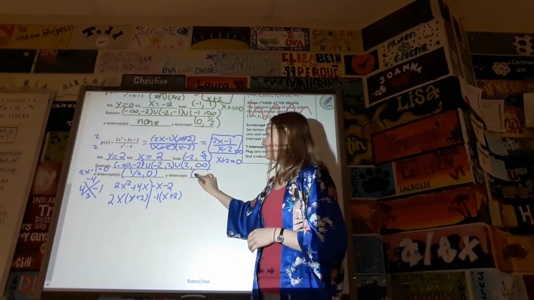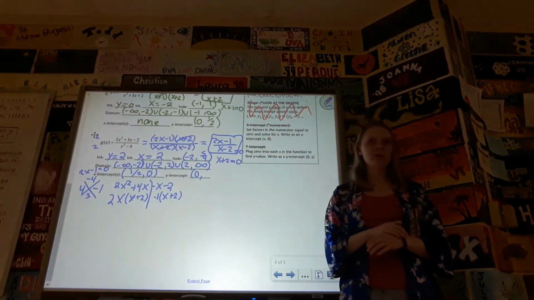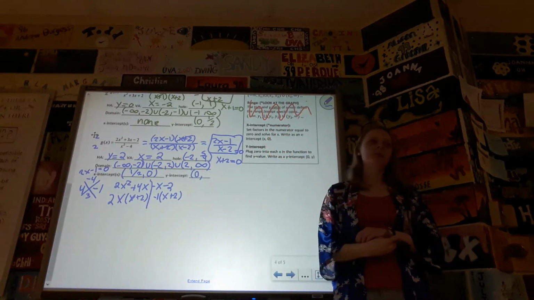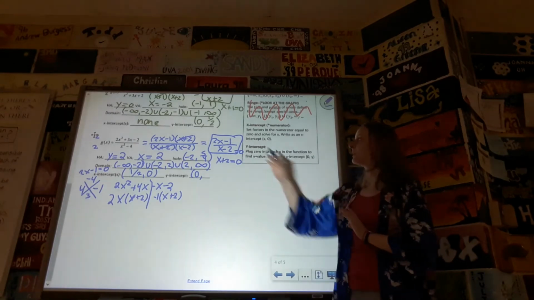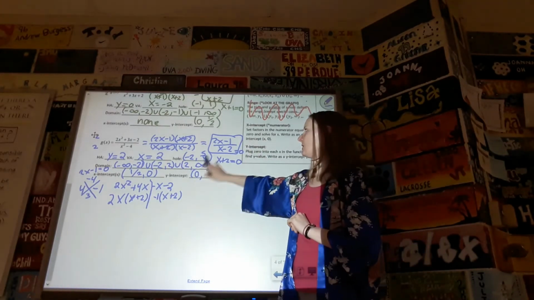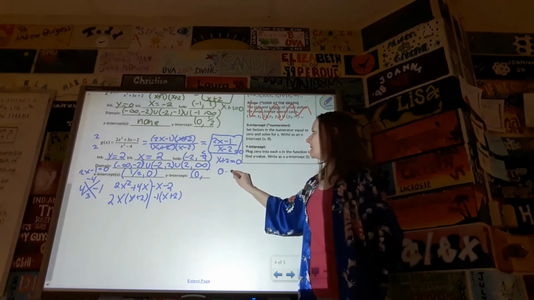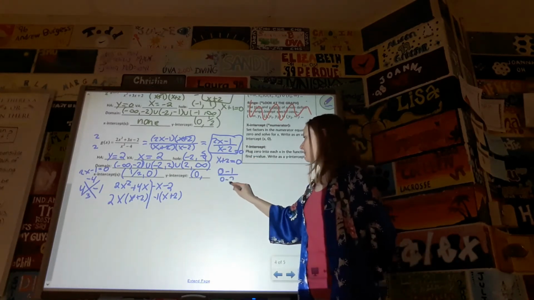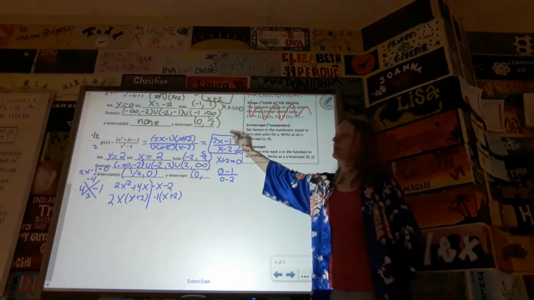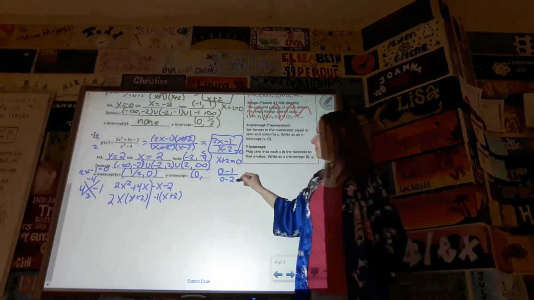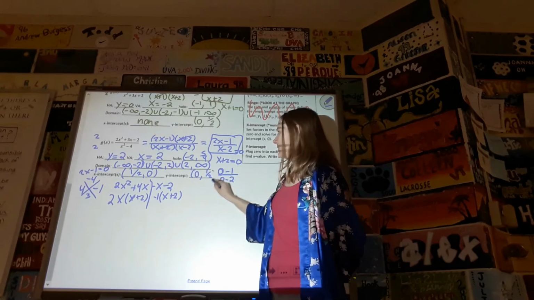And the Y-intercept is 0 comma some number, the Y value. We're not going to know what that is until we plug 0 in for X into our function. So to find the Y-intercept, I take 0 and I plug it into the function for each of the X's. So that would be 0 minus 1 over 0 minus 2, because 2 times 0 is 0. As a double negative becomes positive, it would be 0 comma 1/2.